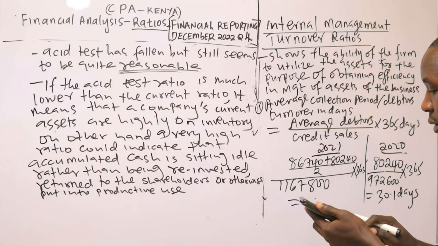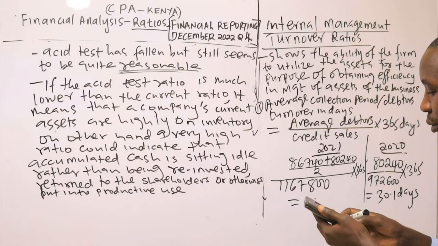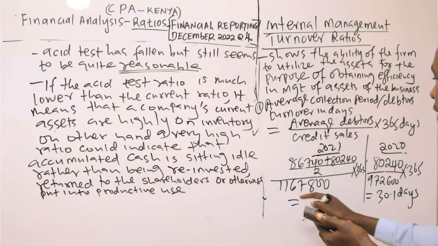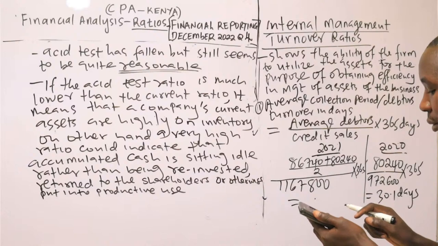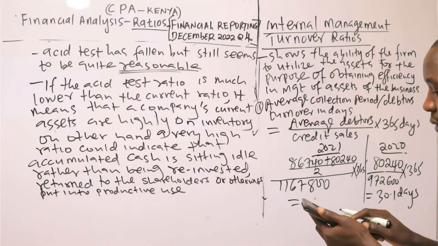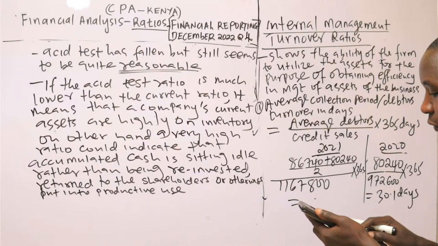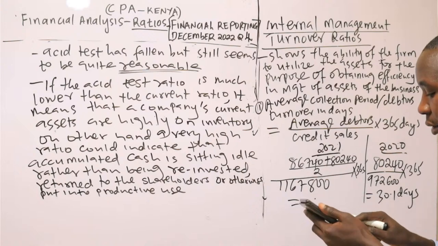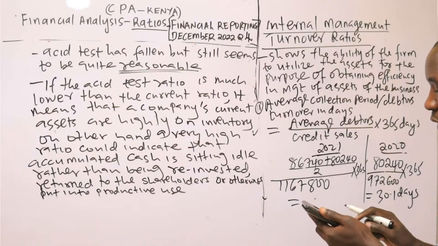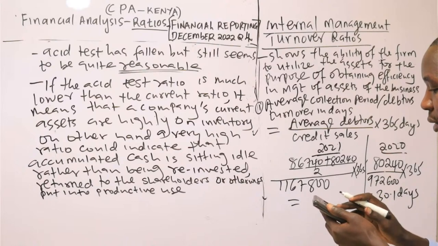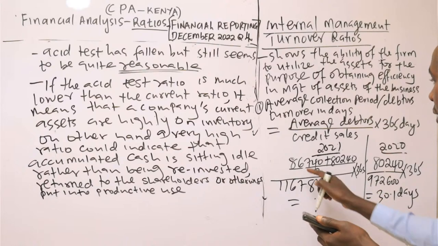Then for this one, I take the debtors of 2021, which is 86,740, plus the one for 2020, 80,040. I divide by 2, then I divide with my credit sales, the sales which we assume is on credit, the 1,167,800, times 365. So I repeat again.